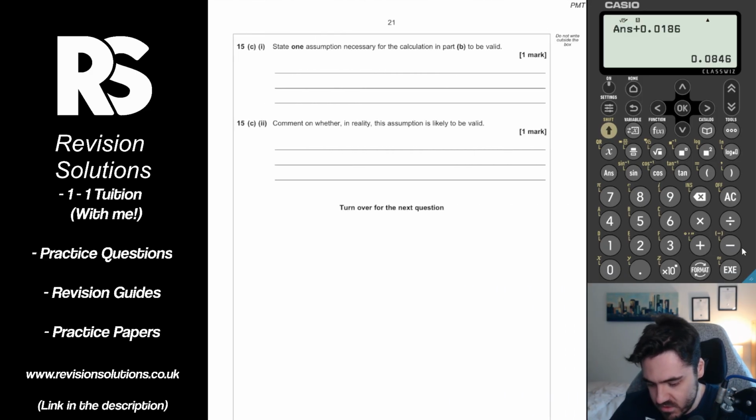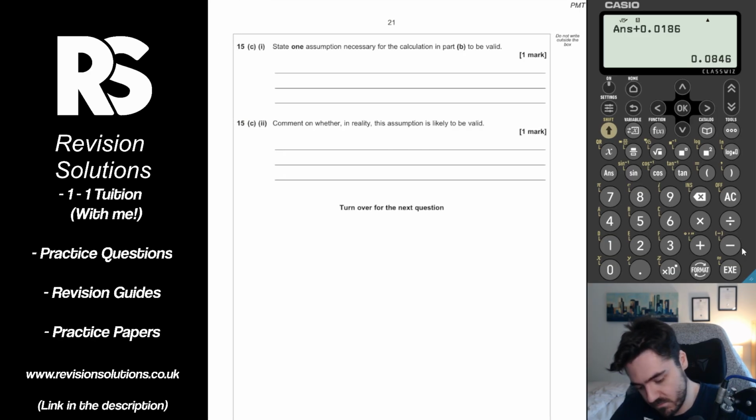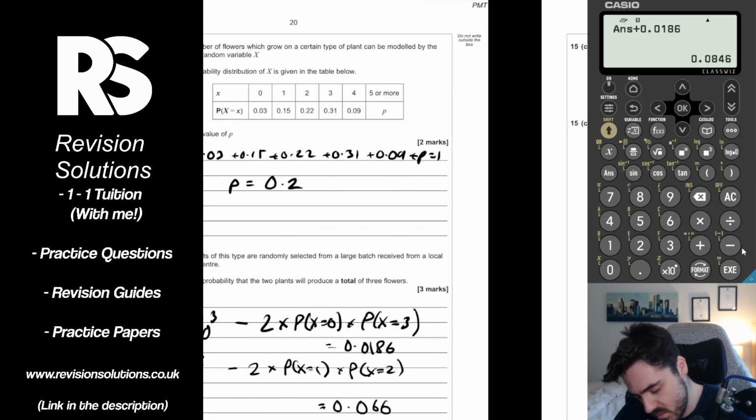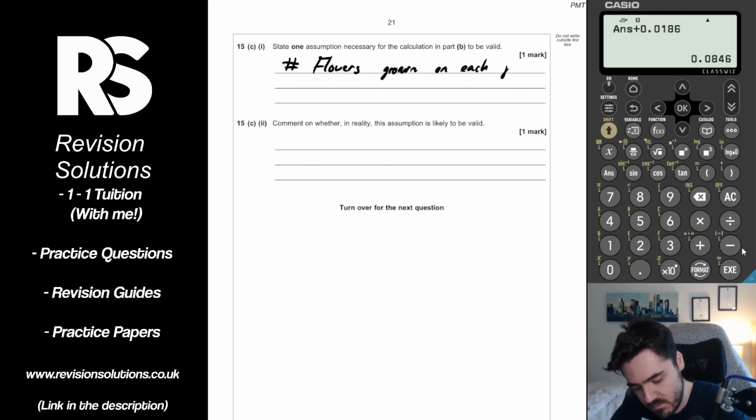Then it says state one assumption necessary for the calculation in part B to be valid. By multiplying these values together, we've assumed statistical independence. So the number of flowers grown on each plant are independent events.